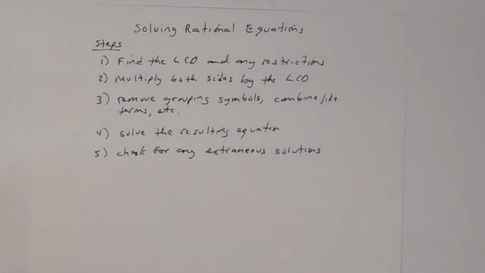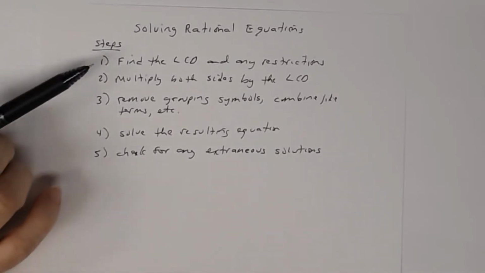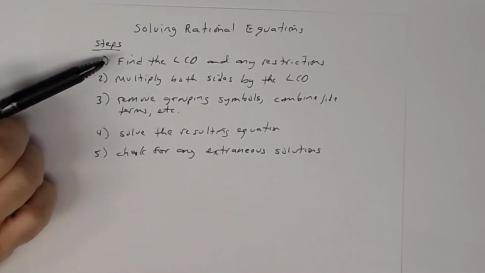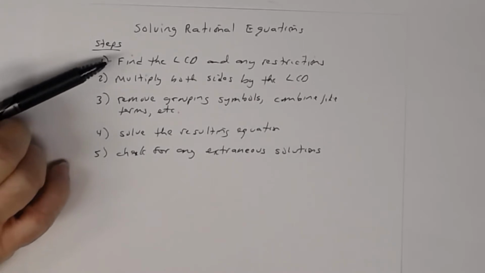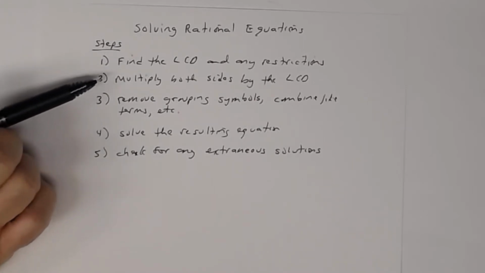Okay, so in these three problems, we're going to be solving three rational equations. And the way we're going to solve these rational equations is to use these steps. First thing you're going to do is find the least common denominator, and then find any restrictions. Second thing you're going to do, once you find the least common denominator, is multiply both sides by that least common denominator.